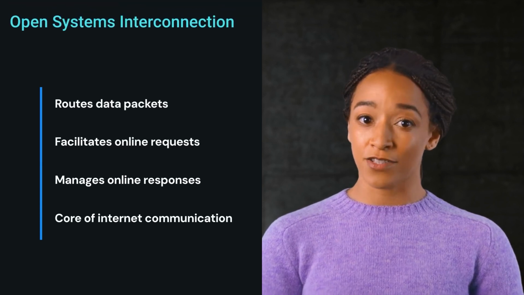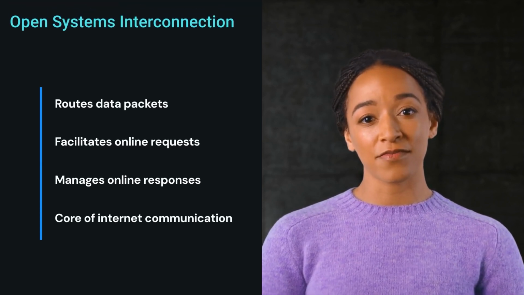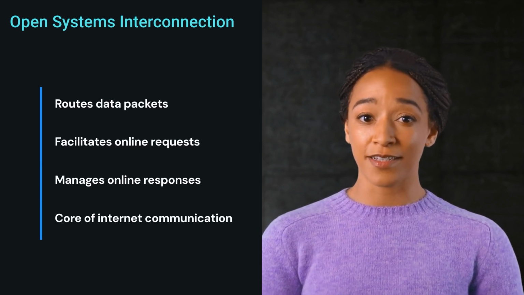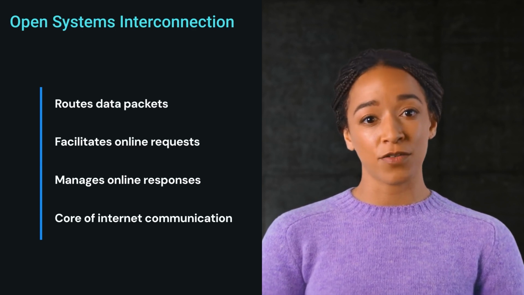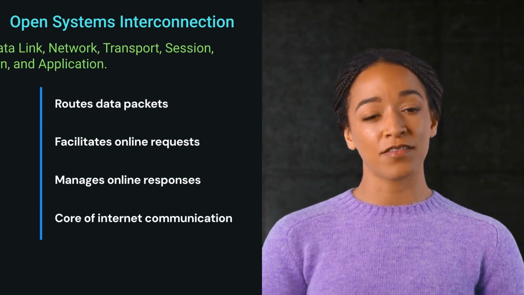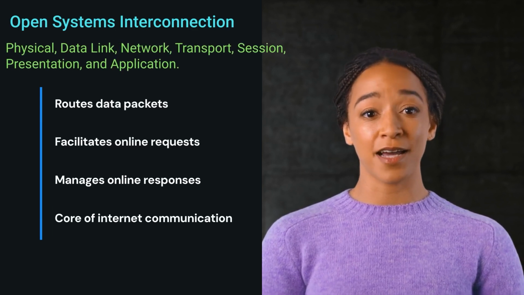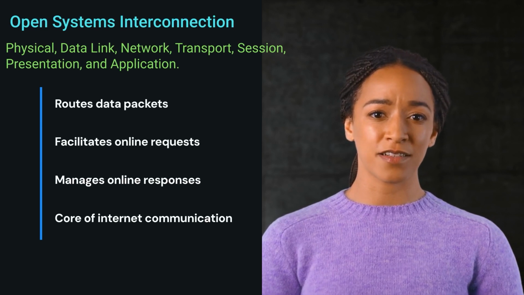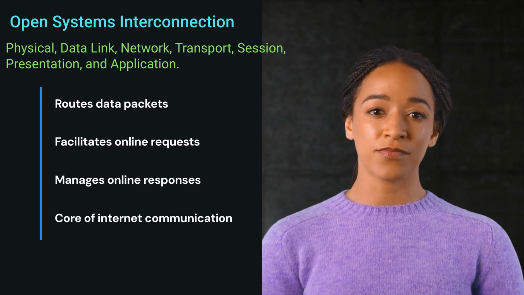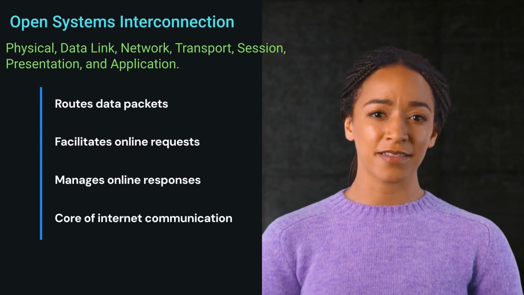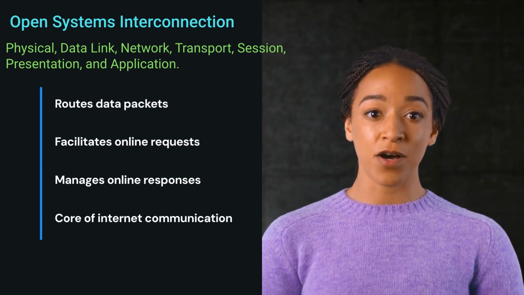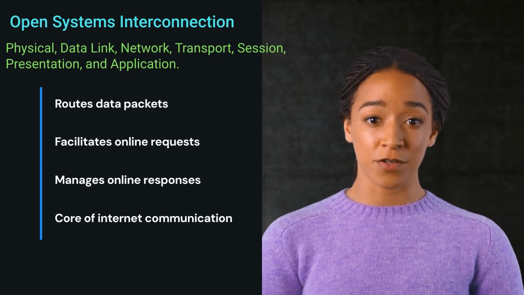Open Systems Interconnection, OSI model. The OSI model is a conceptual framework that standardizes network communication into 7 layers, each with its own set of protocols and functions. The layers include physical, data link, network, transport, session, presentation, and application. Protocols such as Ethernet, Wi-Fi, TCP, and HTTP operate at different layers of the OSI model.